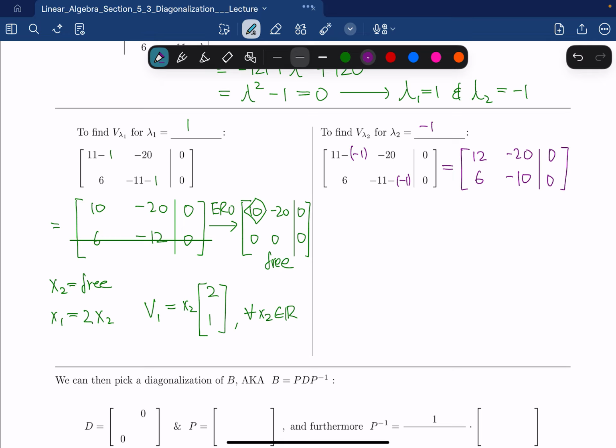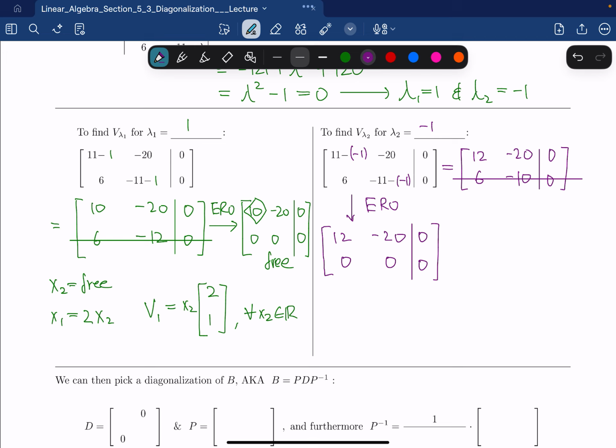Okay, same logic. I can just go ahead and erase the second one. Or if you want to go ahead and write that down, you can. It's going to become some EROs. And then you get 12, -20, 0, 0, augmented with 0, 0.